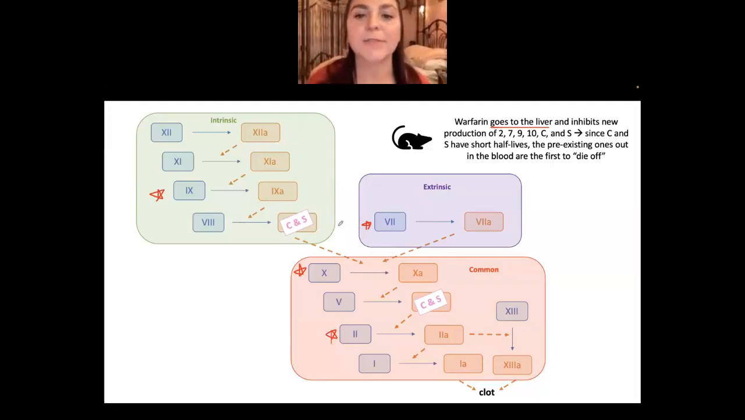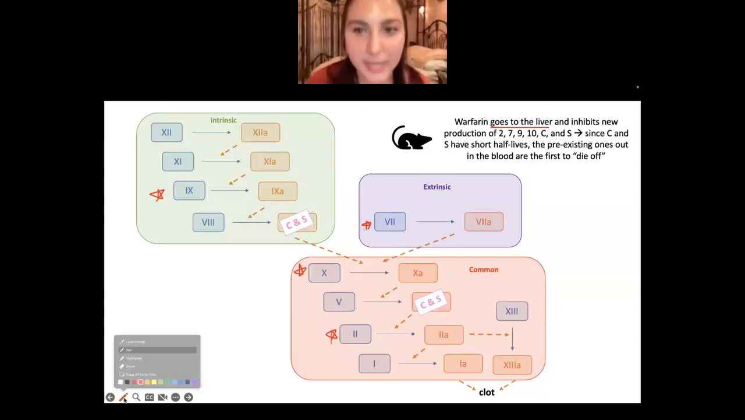So C and S have the shortest half-lives. So when they're just out and about in the blood, they're going to die off first, so to speak, because they have such short half-lives that if they're not being replenished by the liver, there's nothing there anymore. Okay, so that's what I mean by half-life. It's the ones that are already out and about that die off.